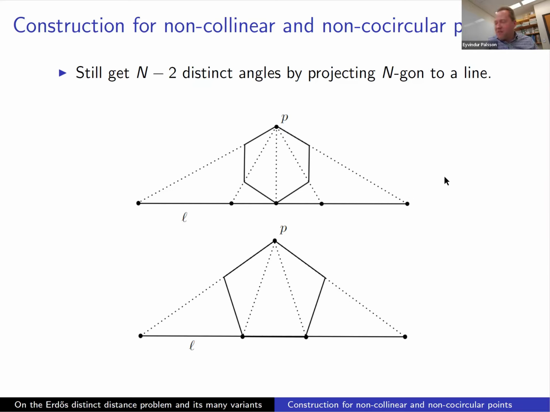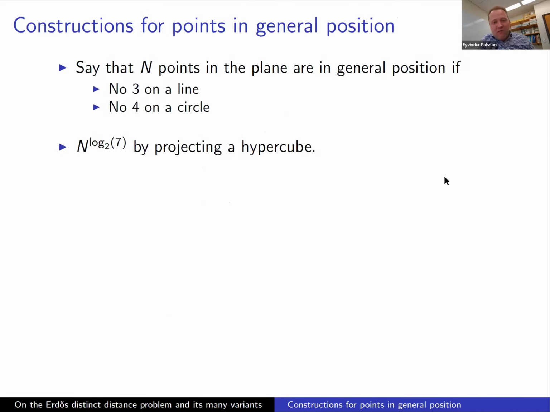So if there has been so much cheating in the previous ones, why not just go all the way to the extreme and go for general position, meaning no 3 points on a line, no 4 points on a circle. Let me remind you that the weak Dirac conjecture and the bound that we derived from there that was linear in n just assumed that the points were non-collinear, so that bound still holds here in general position. So the question really is about what constructions can we come up with?